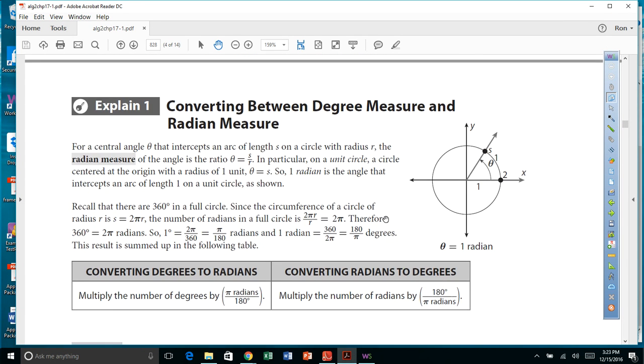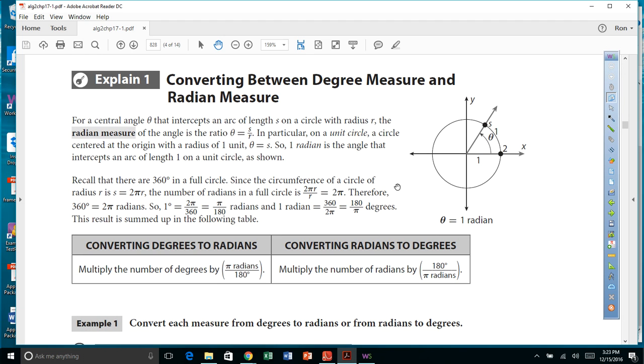Converting between degree measure and radian measure. For a central angle theta that intercepts an arc of length S on a circle with radius R, the radian measure of the angle is the ratio theta equals S over R. In particular, on a unit circle, a circle centered at the origin with a radius of 1 unit, theta equals S. So 1 radian is the angle that intercepts an arc of length 1 on a unit circle as shown.